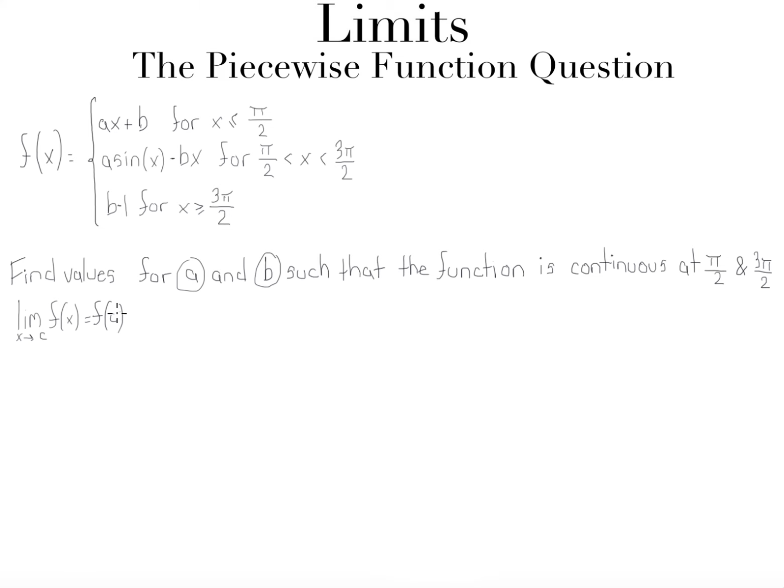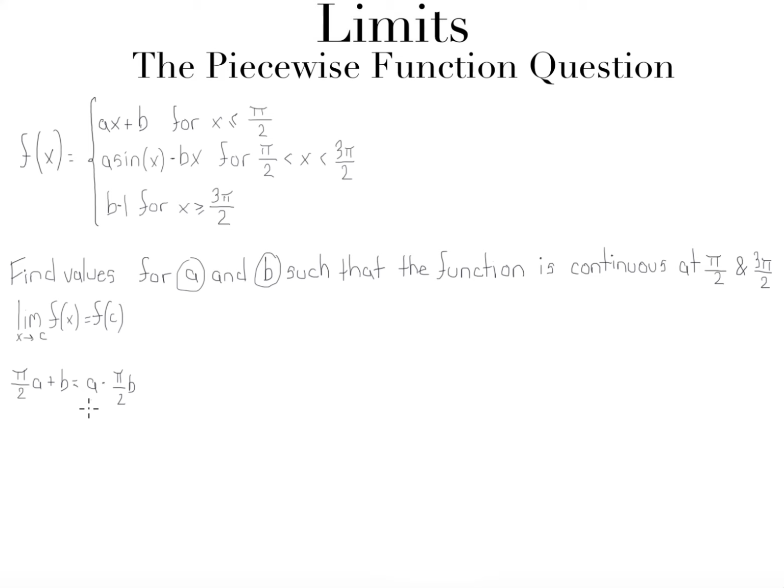f of c exists for pi over 2 and 3 pi over 2, but we must ensure that this limit exists. So first consider pi over 2. The left-hand limit is equal to pi over 2 a plus b, and this must be equal to the right-hand limit, which is a minus pi over 2 b, recalling that sine pi over 2 is simply 1.